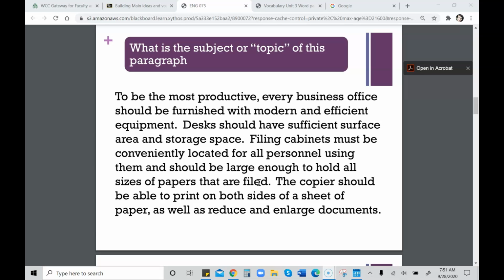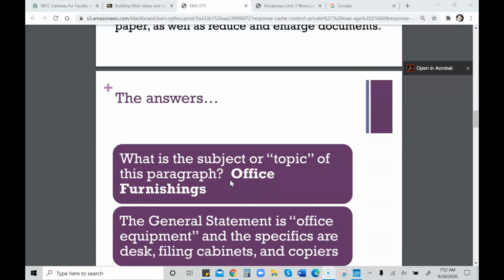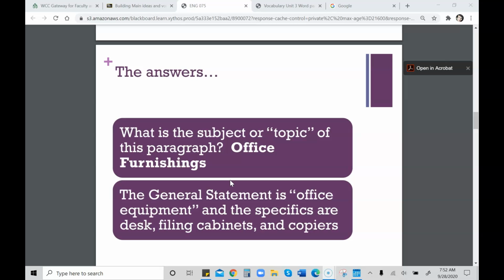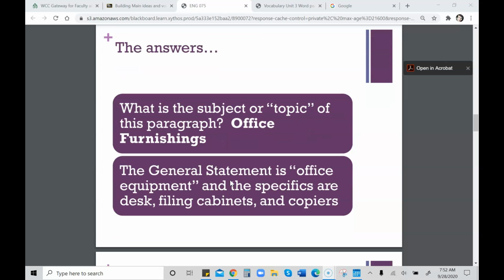Not the opinion. I just want to know what that general topic is. Give you a moment. And if we scroll through, we'll see really we're looking at the idea of office furnishings. And then these are those supporting points that go with that. We name them specifically, the office equipment like desks, filing cabinets, and copiers. So moving from that idea of general to specific.